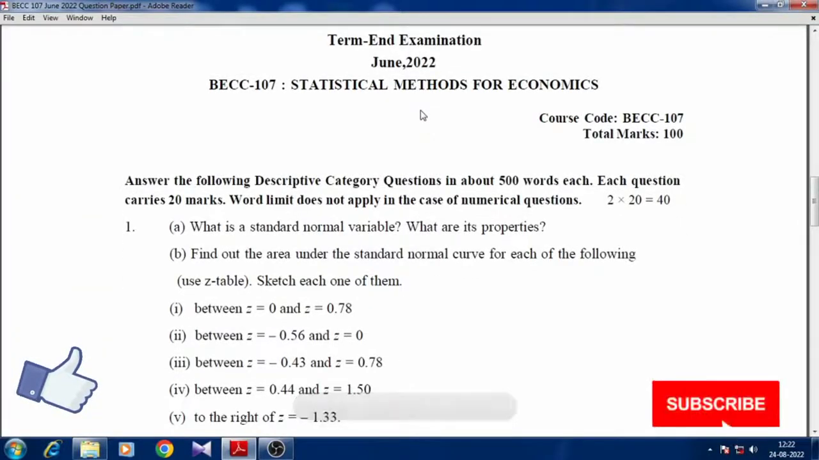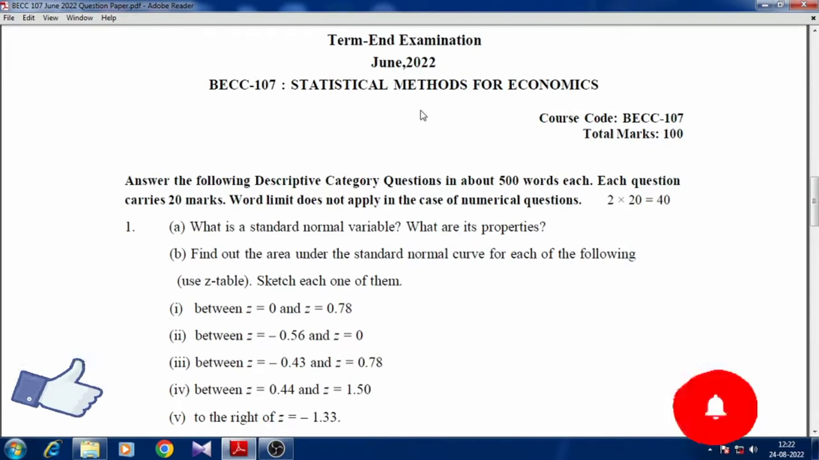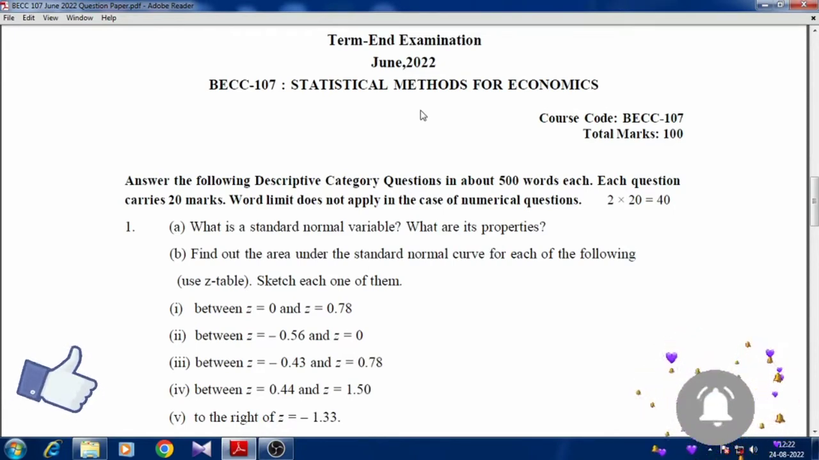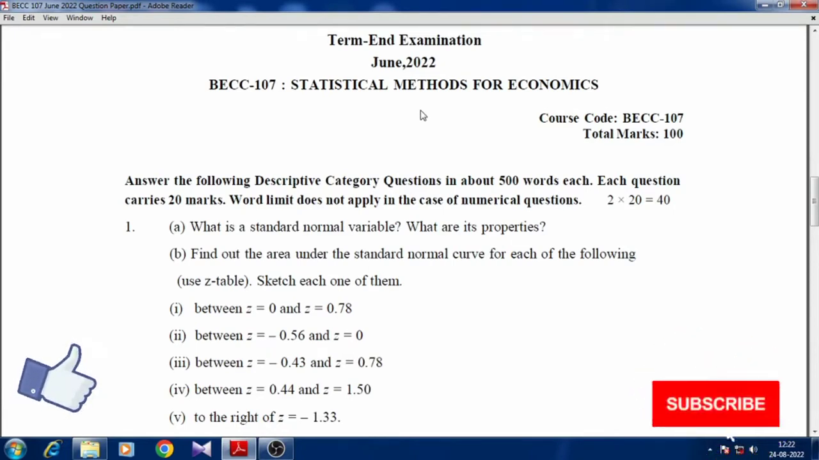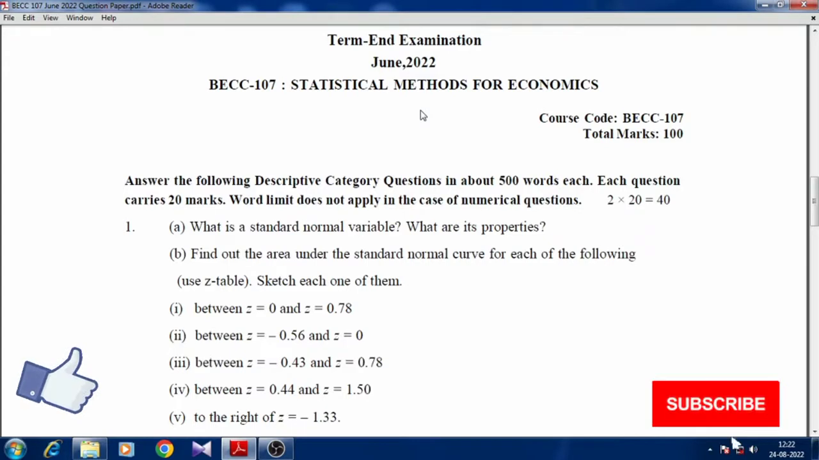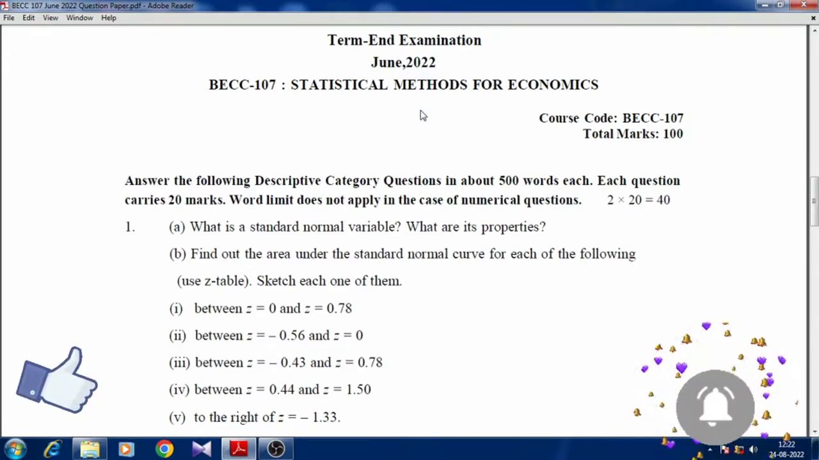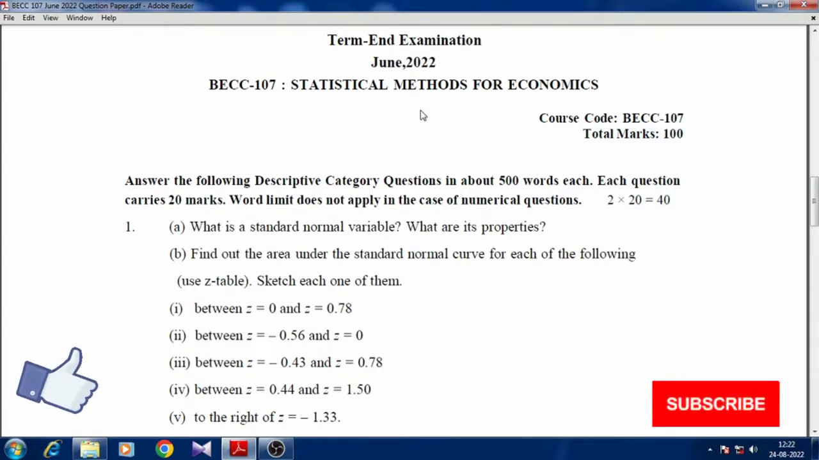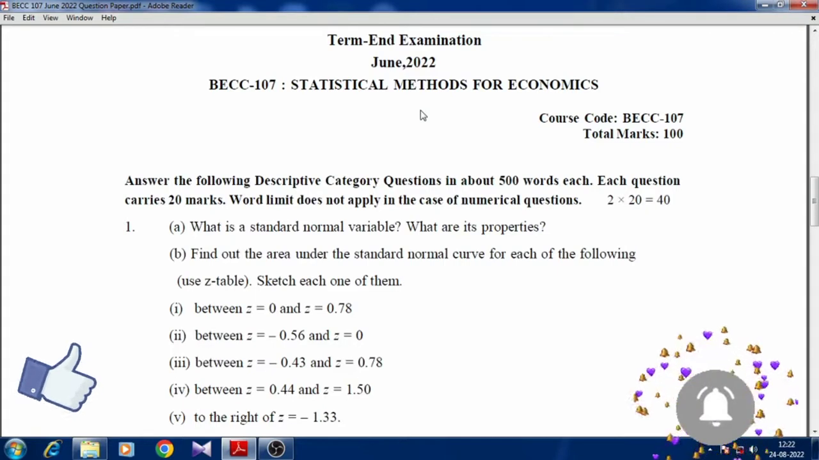Attainment Examination June 2022, BECC 107 Statistical Methods for Economics. Course Code BECC 107, Total Marks 100. Answer the following descriptive category questions in about 500 words each. Each question carries 20 marks. Word limit does not apply in the case of numerical questions.